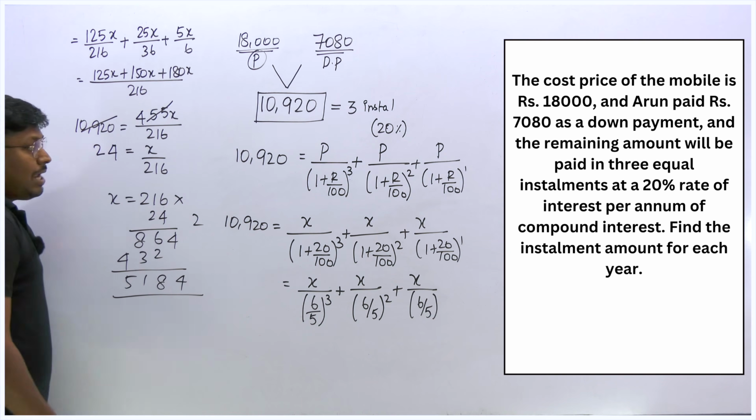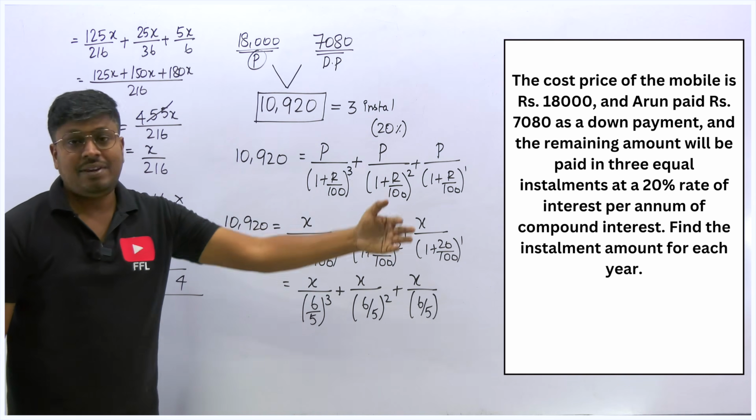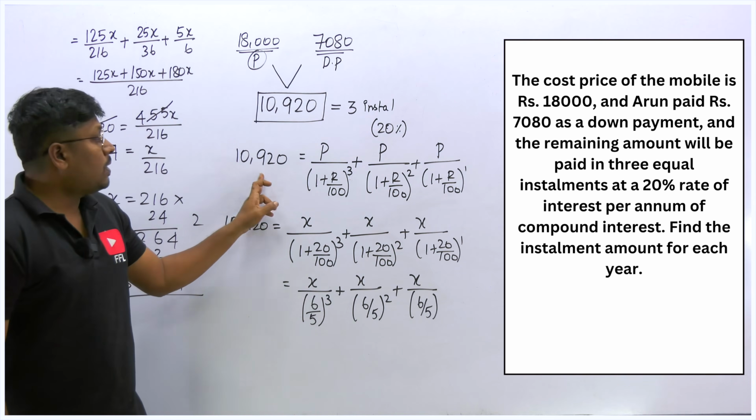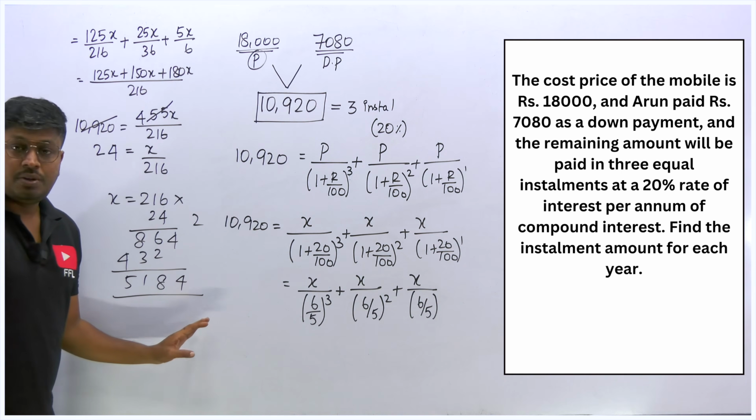5184. So 5184 is the installment amount that the person has to pay every year in order to pay the total amount of 10,920. So this will be the answer for the question.